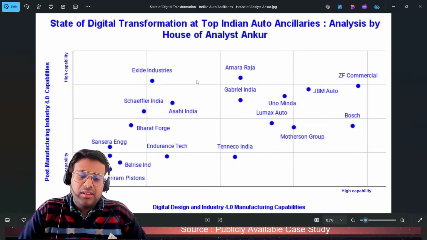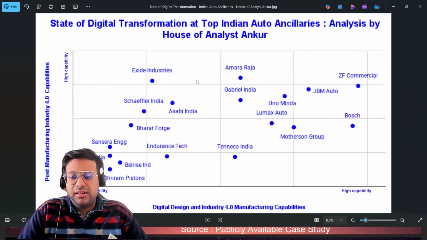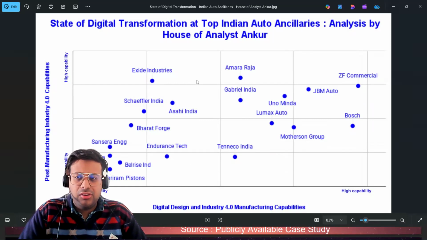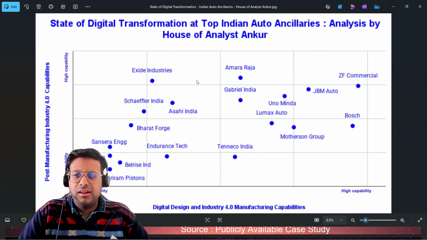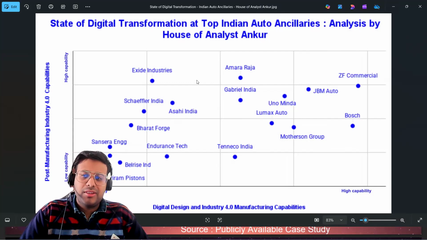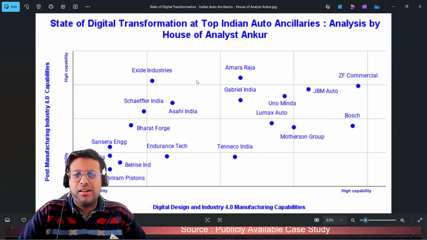There are two axes, the x-axis and the y-axis. It is called a 2x2 assessment. On the x-axis, it's the digital design and Industry 4.0 manufacturing capabilities. On the y-axis, we have post-manufacturing, quality assurance, granular cost analytics, and after-sales support. Basically your CRMs and all the cost analytics engines are on the y-axis. On the x-axis are the MES systems, your CAD systems, and your design solutions. So this is the assessment that I have run.